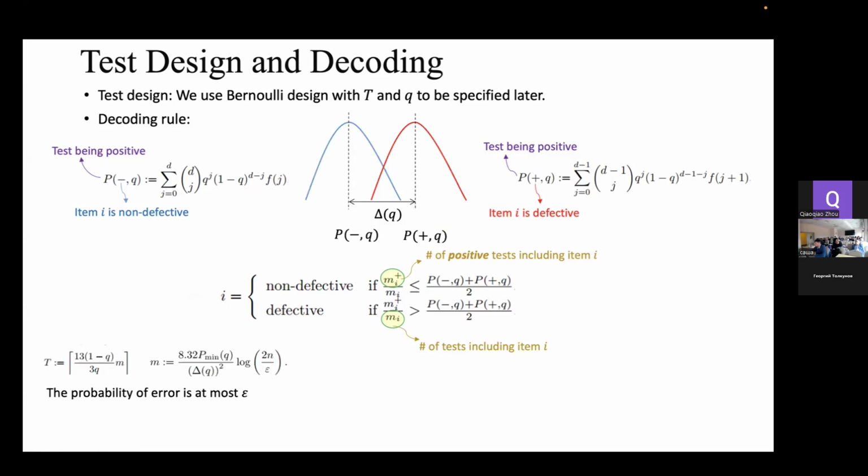So we prove that if the number of tests equals this number, we can prove that the probability of error will be at most epsilon. So how can we prove this? We will prove that each item will participate in at least m tests.